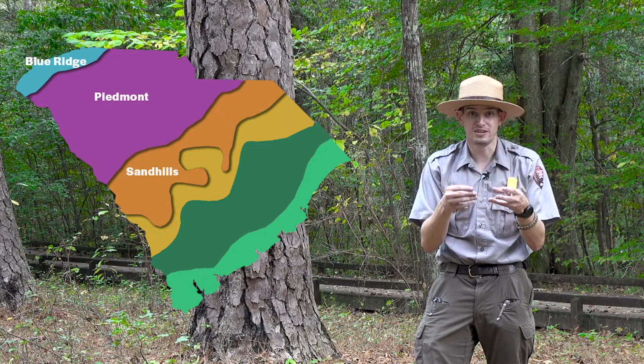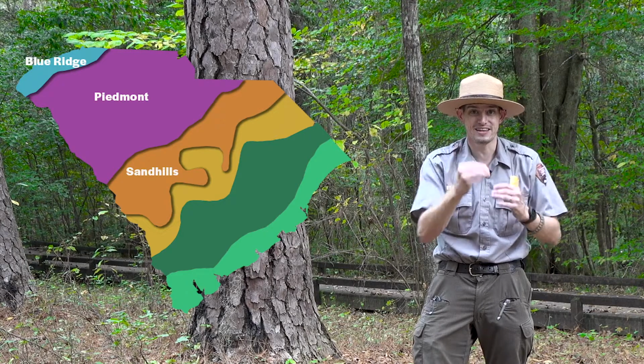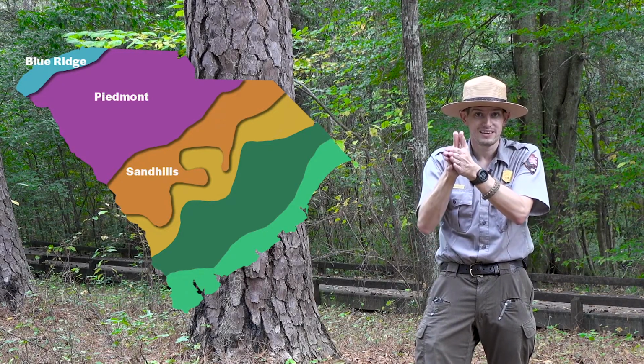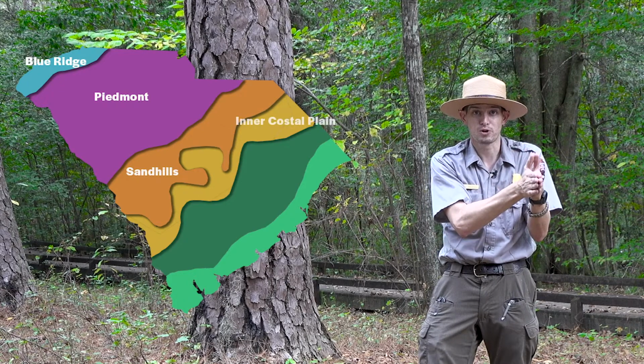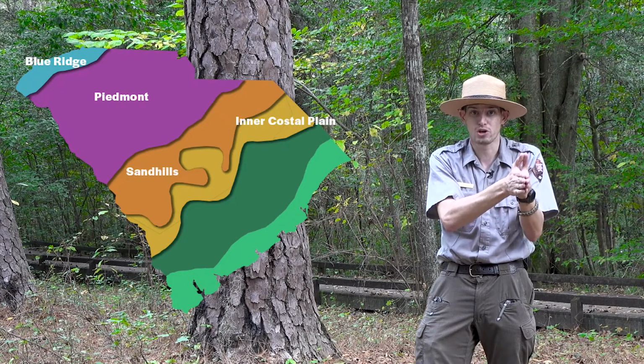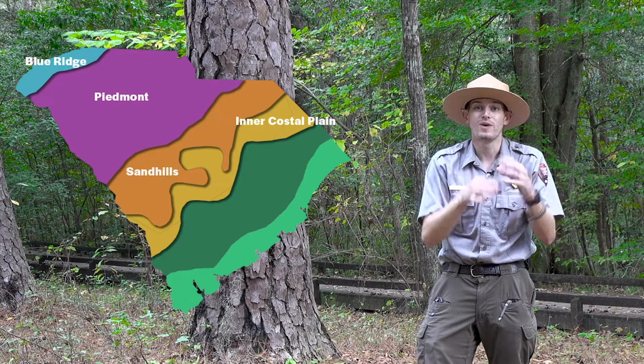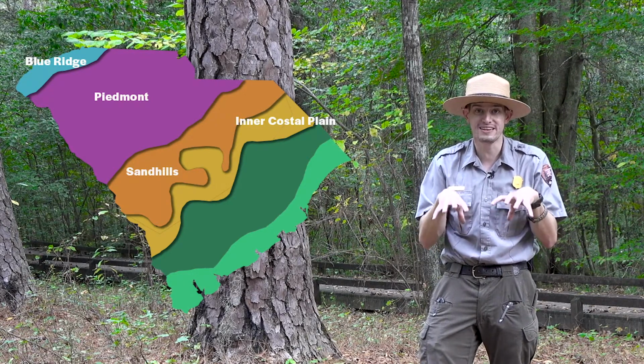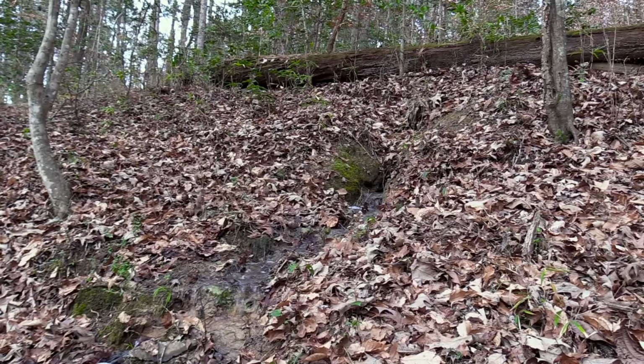And the fall line is right in the sand hills. And that's where we go from the Piedmont into the upper coastal plain or the inner coastal plain. And so that is where Congaree is. We are in the inner coastal plain.